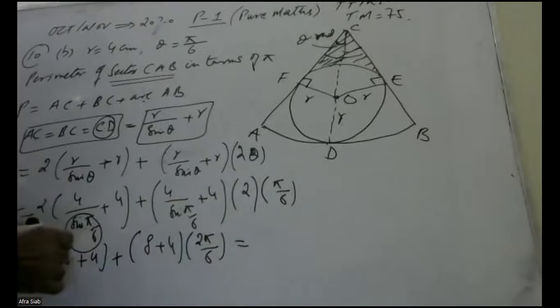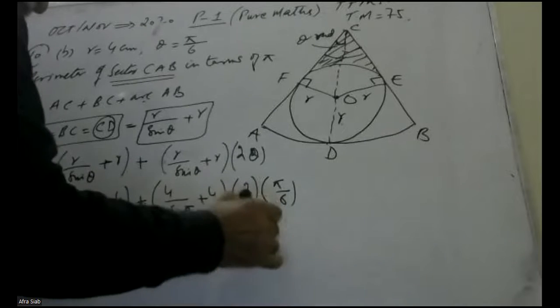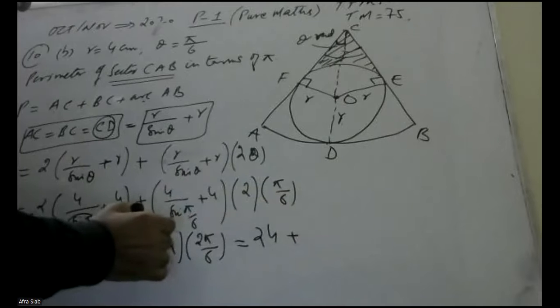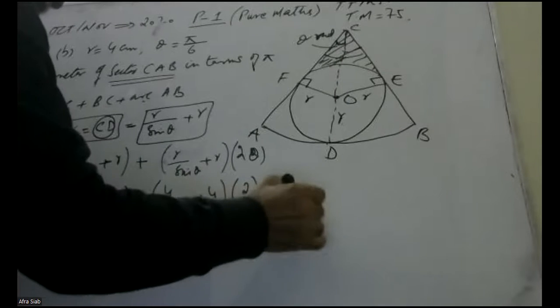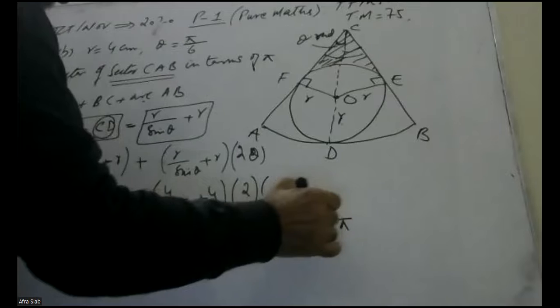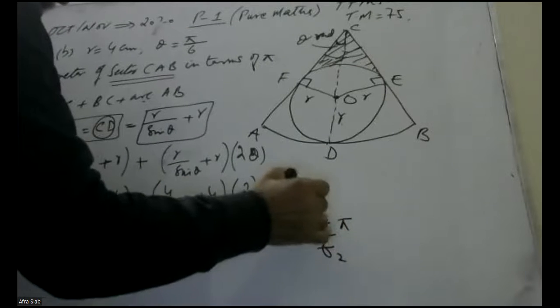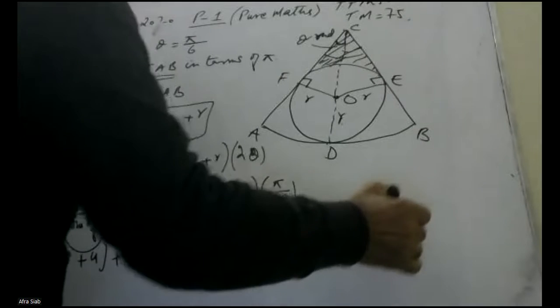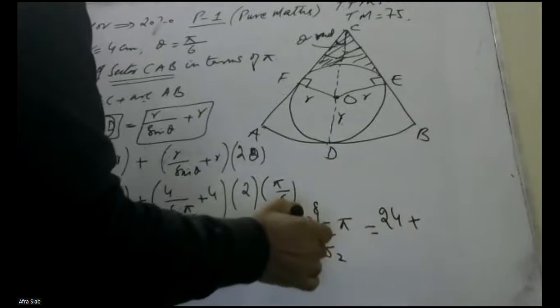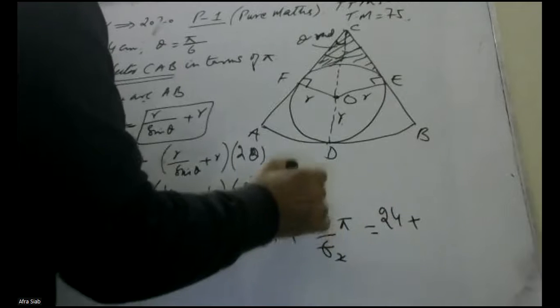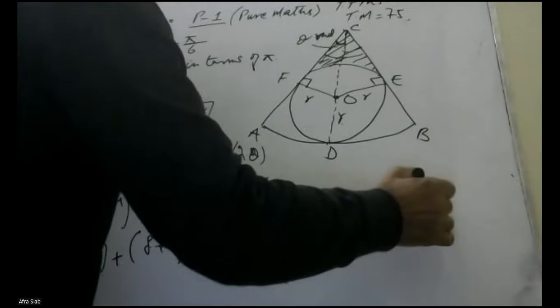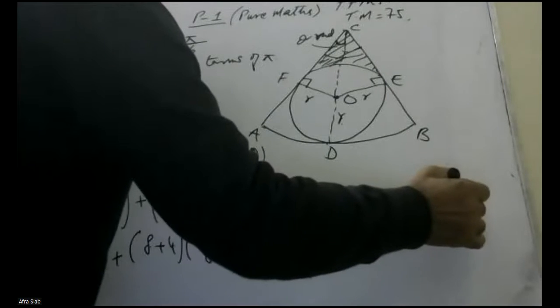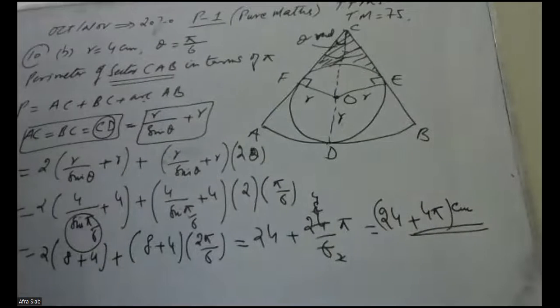So that is equal to 8 plus 4, that is 24, plus 12 times 2 is 24 over 6 into pi. That is 3 2s are 6, 3 8s are 24. So finally it should be equal to 24 plus 4 pi centimeters, which is the perimeter of this sector CAB in terms of pi.